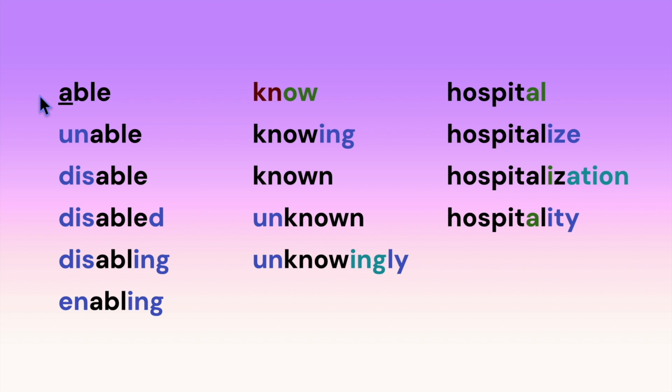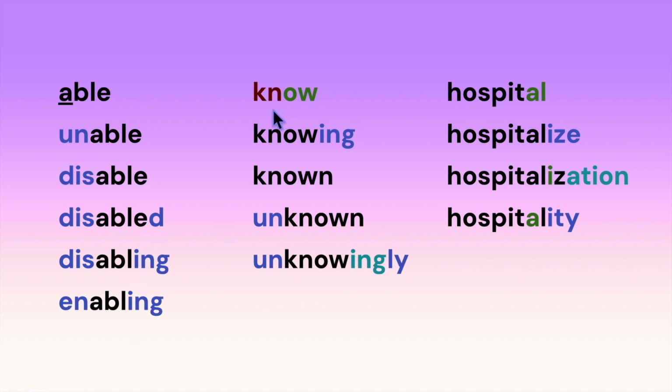It's first looking for the root and then finding the prefixes before the root and the suffixes after. So here we have the root able with a long A sound. Now we've added a prefix. So we have unable, disable, disabled, disabling, enabling. Notice that when we add a suffix that starts with a vowel, this E gets dropped.